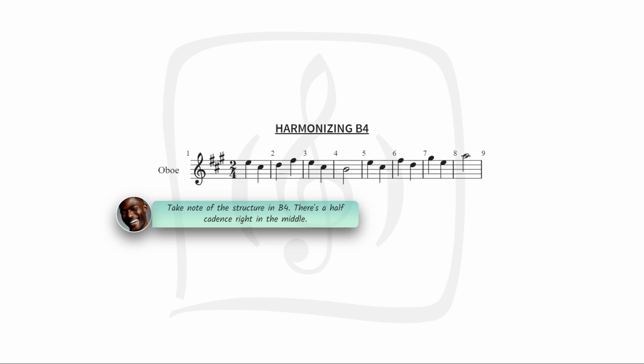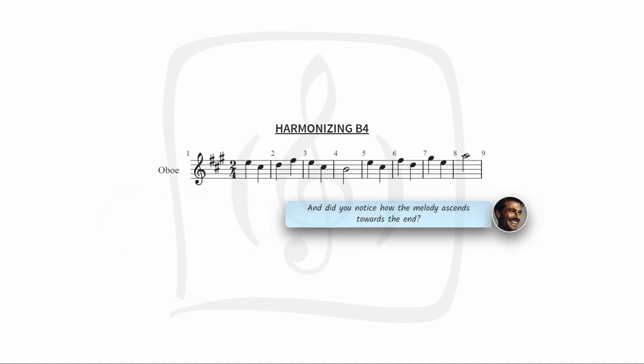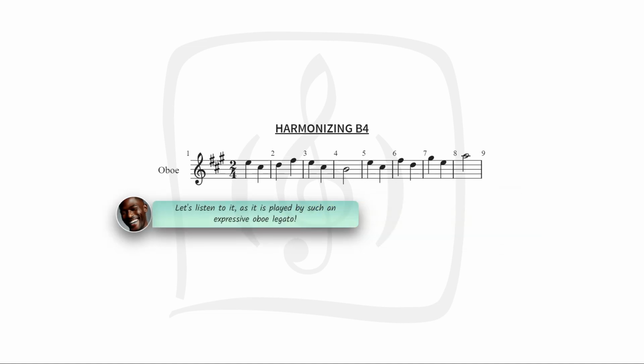Take note of the structure in "Before." There's a half cadence right in the middle. This creates a nice sense of tension and anticipation halfway through the theme. And did you notice how the melody ascends towards the end? Yes, it's building up to that final resolution on the tonic. It gives a satisfying sense of closure. Let's listen to it, as it is played by such an expressive oboe legato.